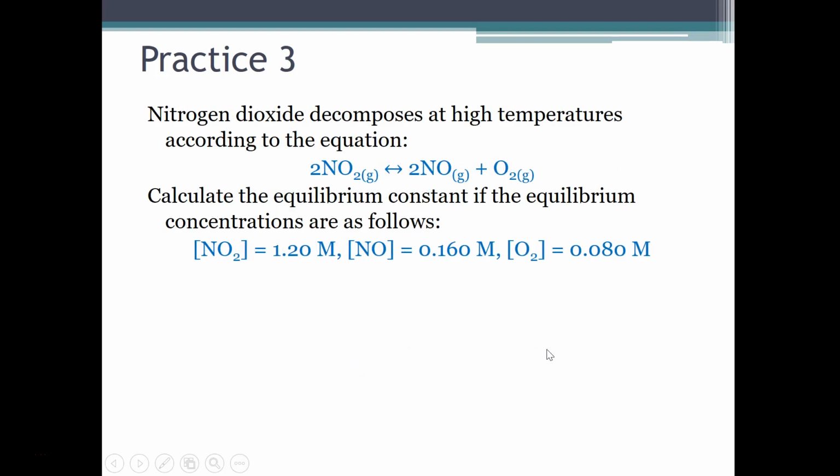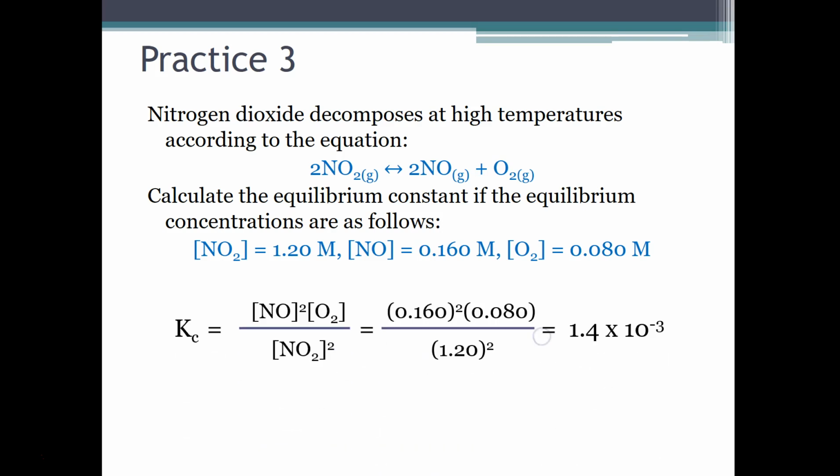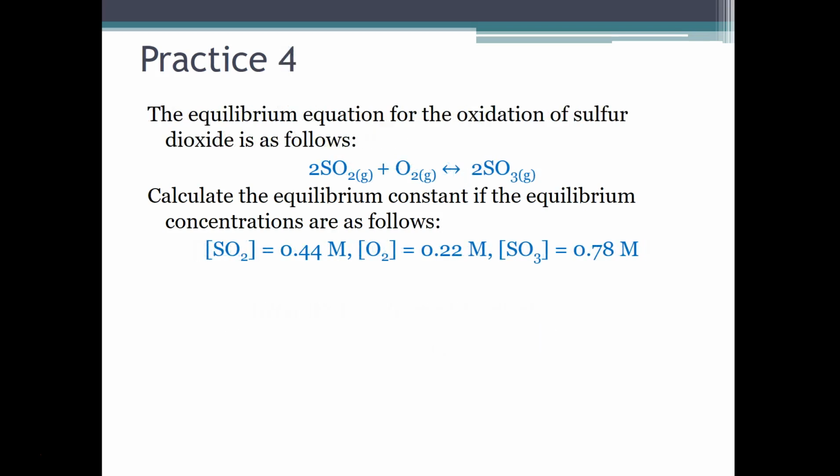All right, so we can also calculate the actual value of K if we're given equilibrium concentrations. So this problem says nitrogen dioxide decomposes at high temperatures according to the following equation. And there it is. It says calculate the equilibrium constant if the equilibrium concentrations are as follows. So it gives us the concentration of the reactants and the products. So all we have to do to solve this is write the expression for K sub C, plug in the numbers in the appropriate expression, and solve, and you will get the equilibrium constant. All right, so take a moment and give this one a try.